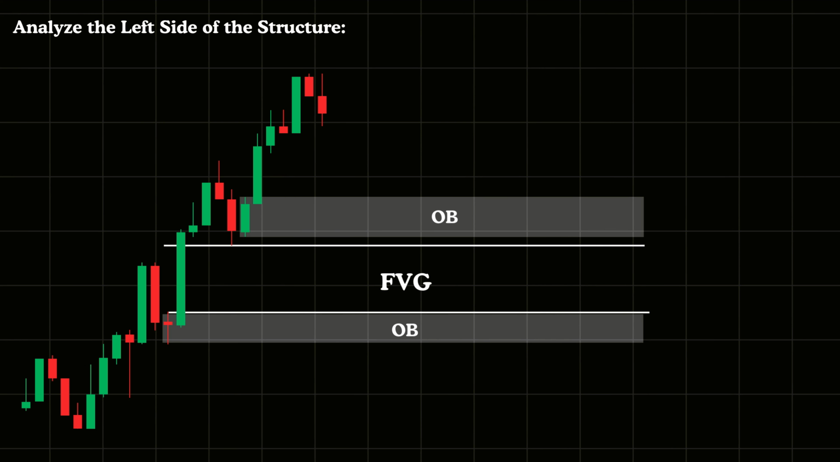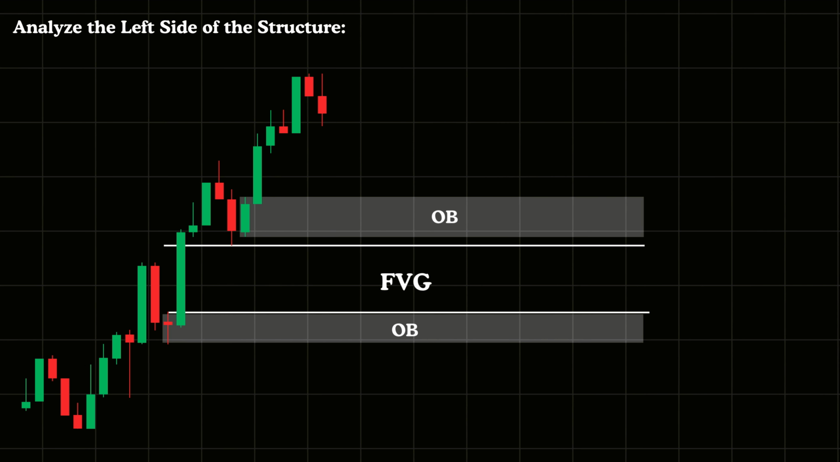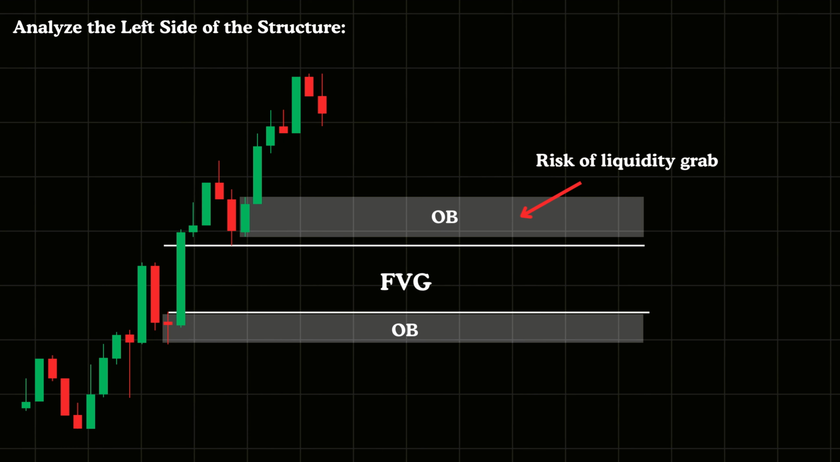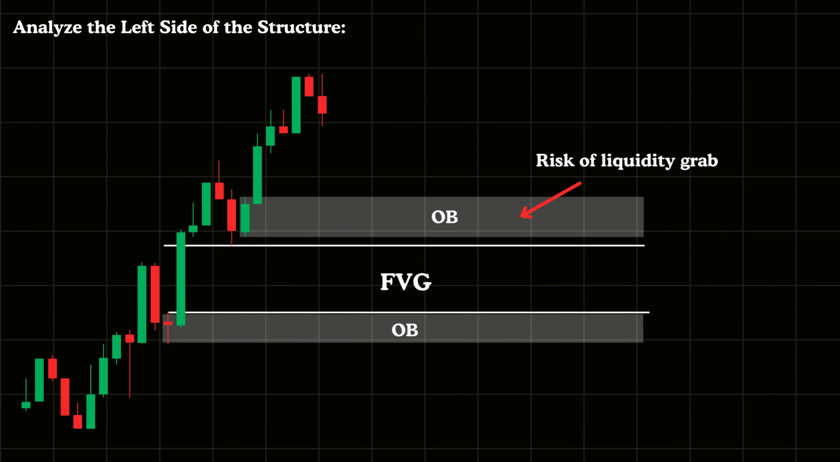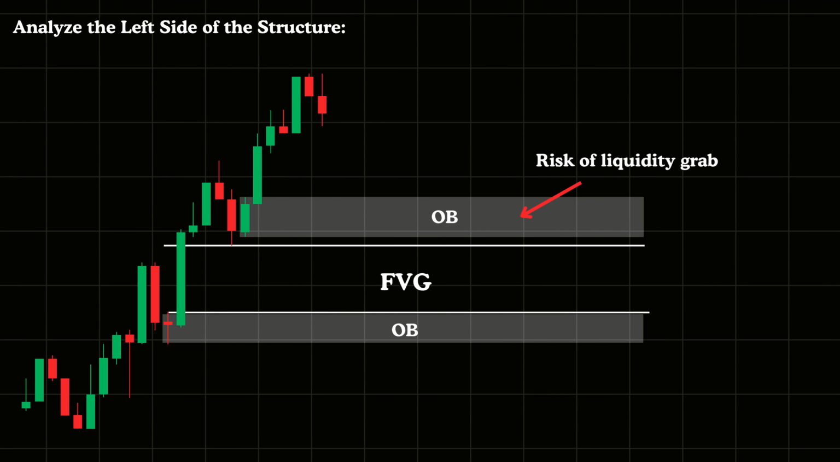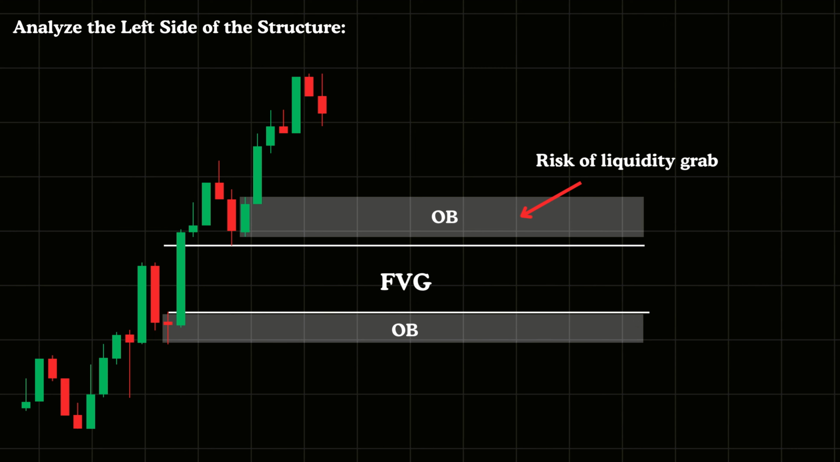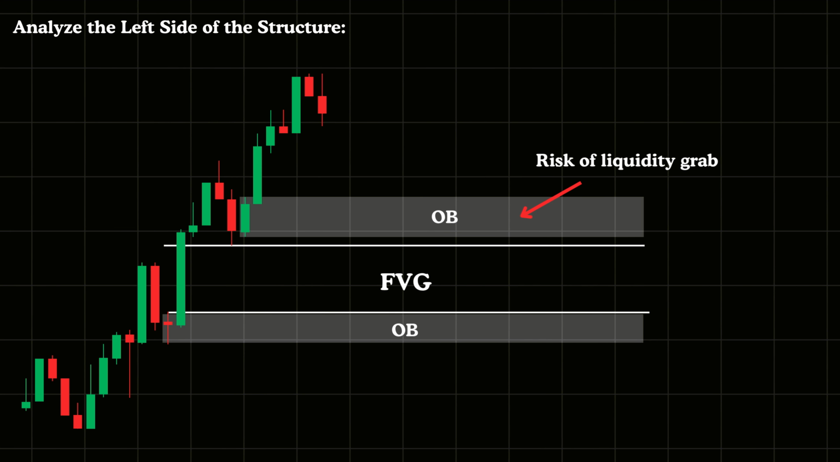Always review the structure on the left side of the chart to filter out low-quality trade setups. For example, if the current order block lies within a liquidity zone or there are price gaps along with another order block right beneath it, the likelihood of a liquidity sweep becomes significantly higher.